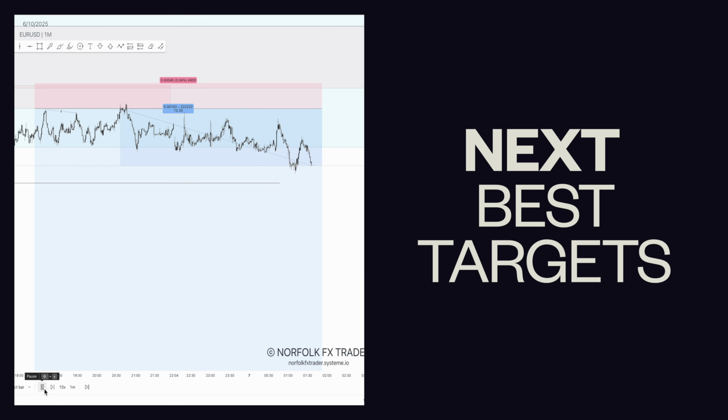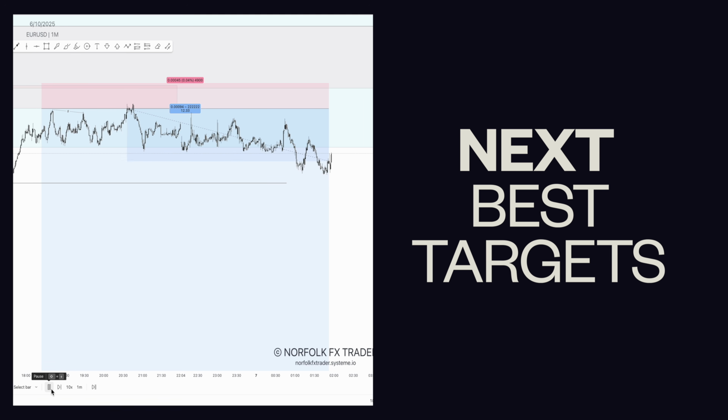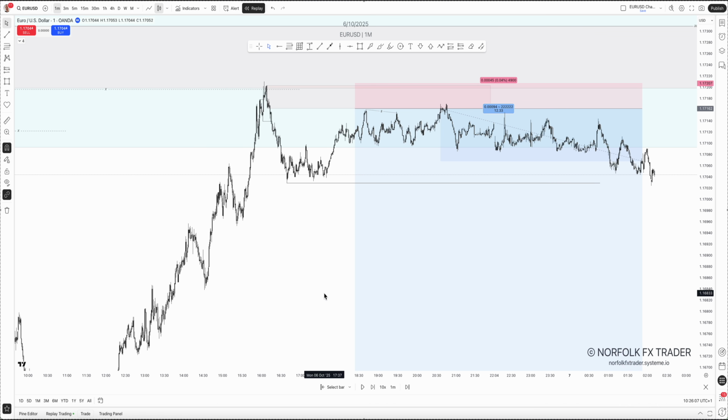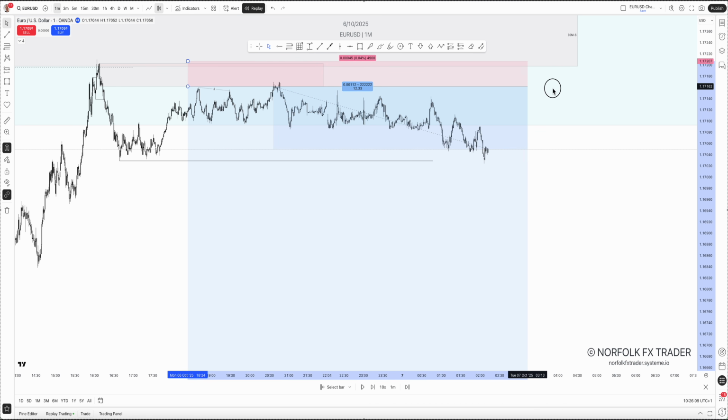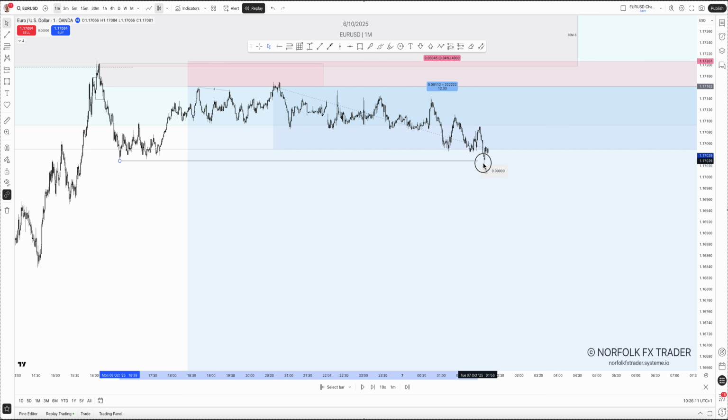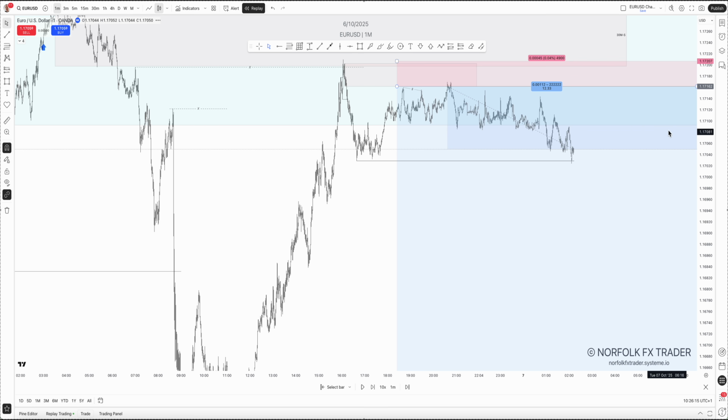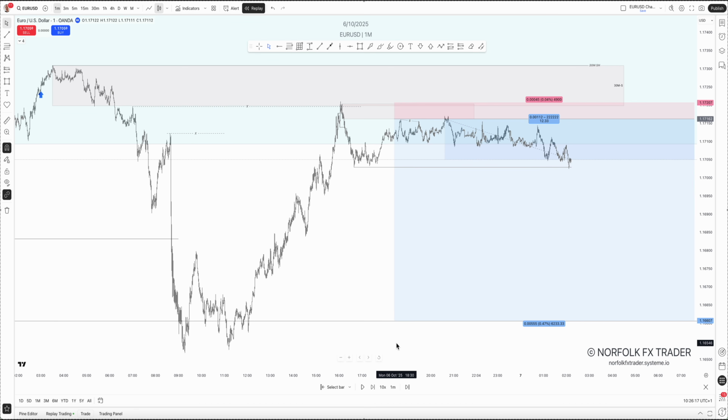So again, we're just looking for this to be run. Let's see if we can run this low. Okay, so it looks like we may have just run that low. So pull that across. There's your first target hit. So you're risk-free on this trade. You've taken a 3R out of the trade, and now you're looking for this low to be hit next.